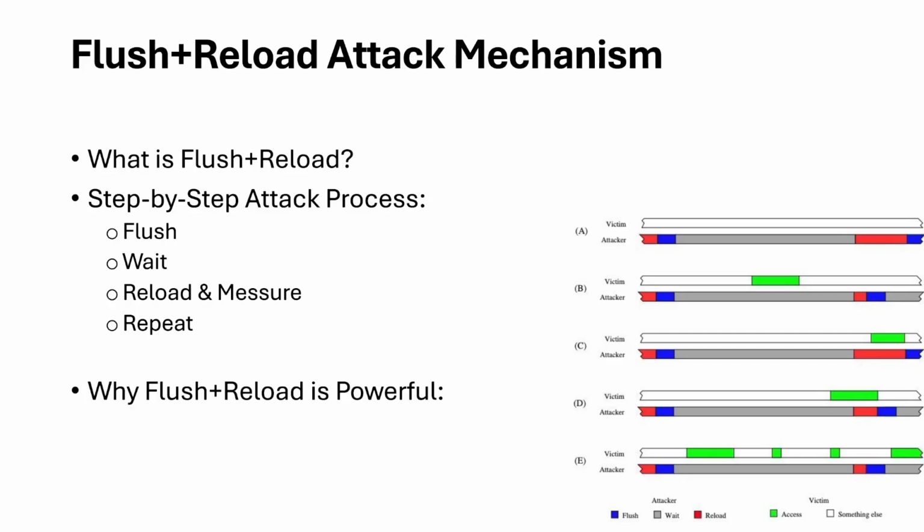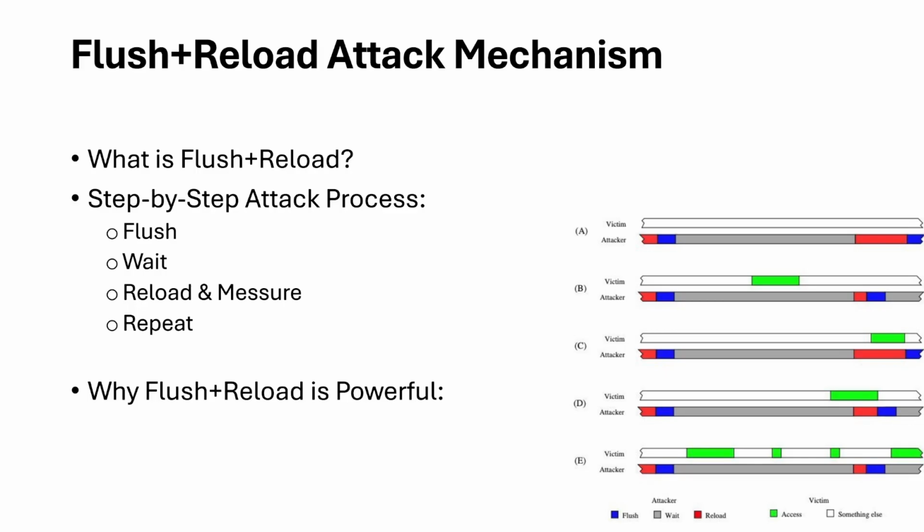So we spoke a little bit about FLUSH+RELOAD, but we haven't really gone in depth into it. So what is FLUSH+RELOAD? FLUSH+RELOAD is a cache side-channel attack that exploits shared memory pages between the attacker and victim, and it uses the CL_FLUSH instruction to evict a specific memory line from all cache levels. It measures the reload time needed to detect whether the victim accessed the memory or not.